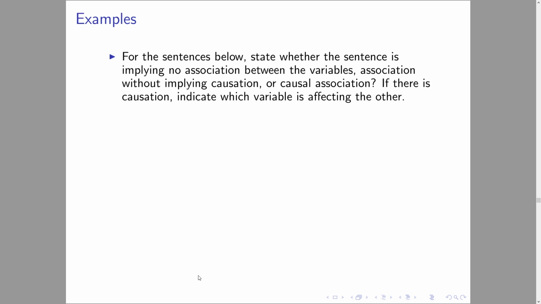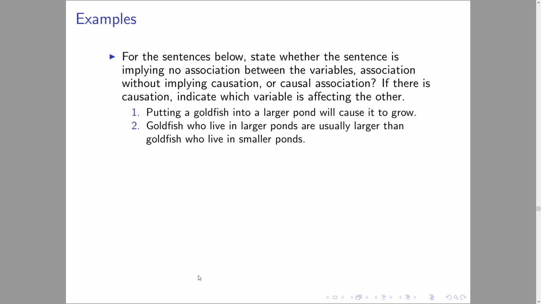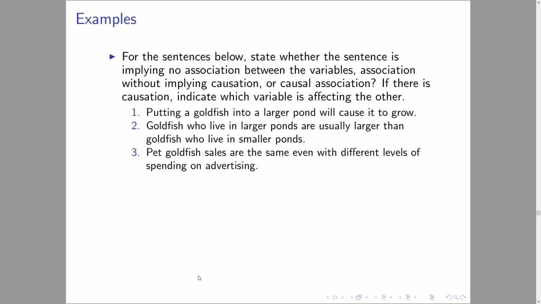Okay, so let's go through some examples now. For the sentences below, state whether the sentence is implying no association between the variables, association without implying causation, or causal association. And if there is a causation, indicate which variable is affecting the other. So the first example is putting a goldfish into a larger pond will cause it to grow. The second example is goldfish who live in larger ponds are usually larger than goldfish who live in smaller ponds. And the third example, pet goldfish sales are the same even with different levels of spending on advertising. So pause the video for a bit, have a think about it, and when you're ready to hear the answers, we'll keep going.